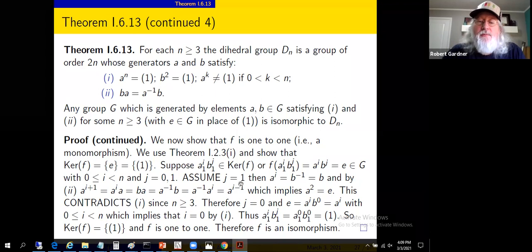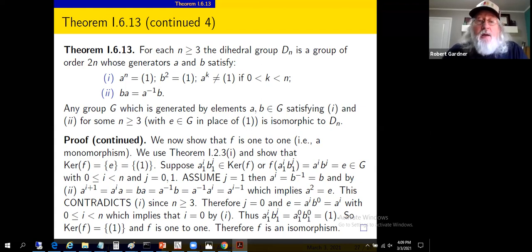Assume J equals 1. In this representation here, if we assume J equals 1, then we've got A to the I times B equals the identity. So it must be the inverse of B is A to the I, from that little equation there, getting the identity. Now doing manipulations in group G, not in the dihedral group. So that'll give us that relationship.